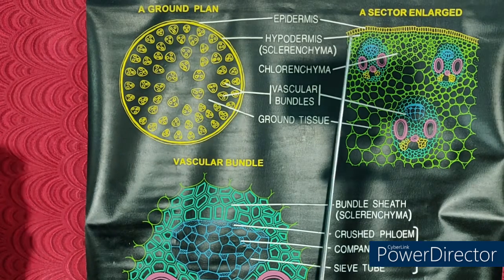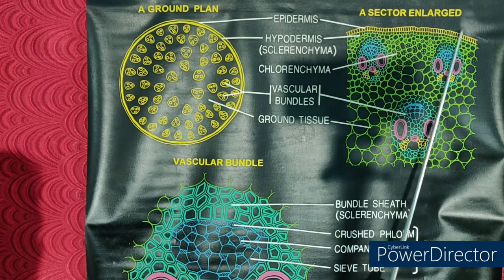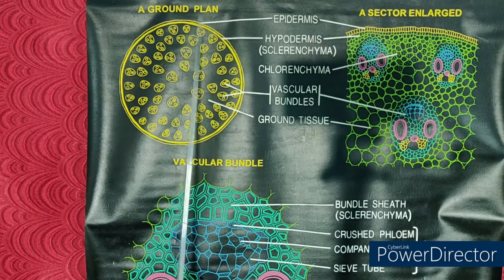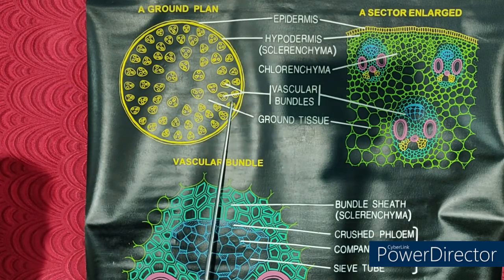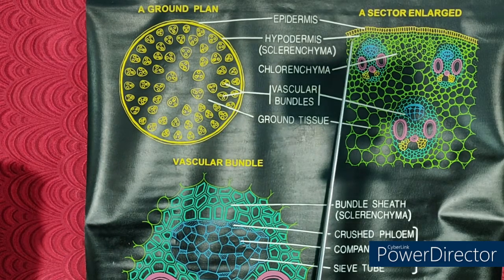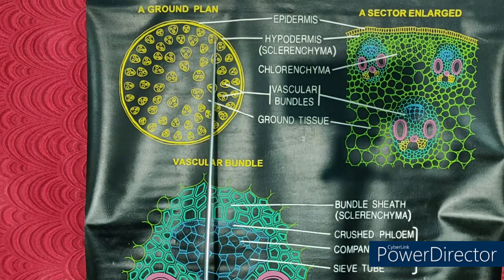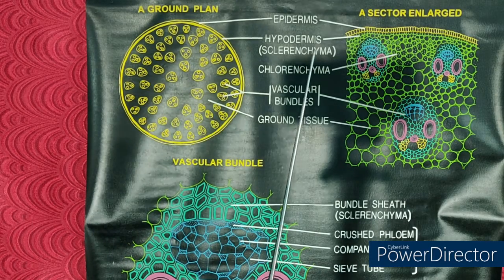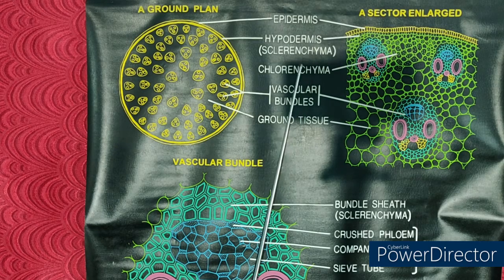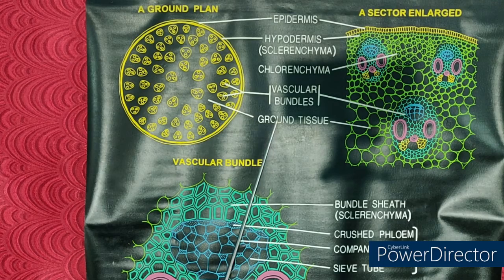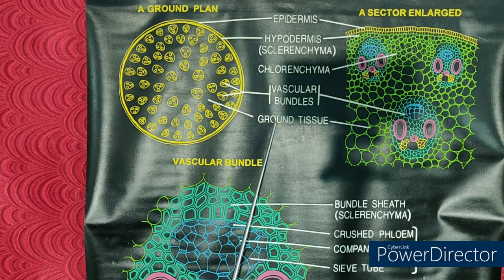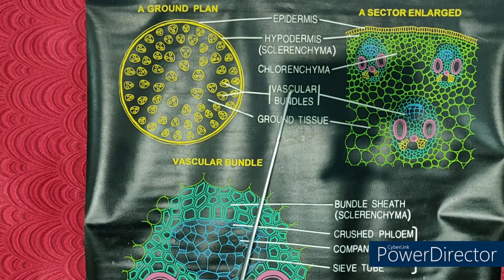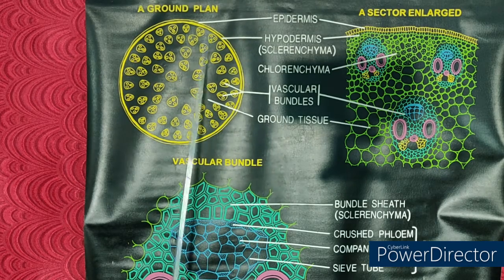One, like in all other plants, you have an outer layer known as epidermis. Then next to epidermis, you have a layer of hypodermis, which is found immediately next to epidermis and is made up of sclerenchyma cells. And third, you have ground tissues, which are none other than the cortex cells. Then finally you come across vascular bundles.